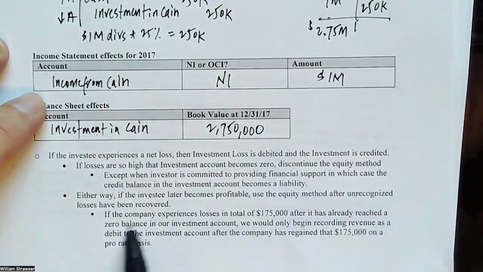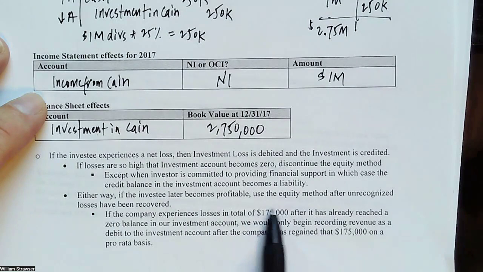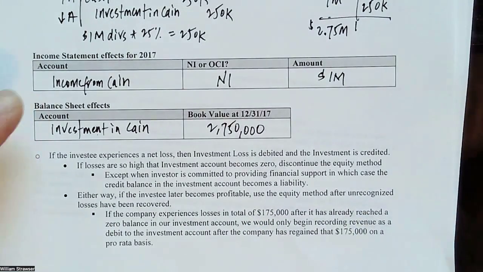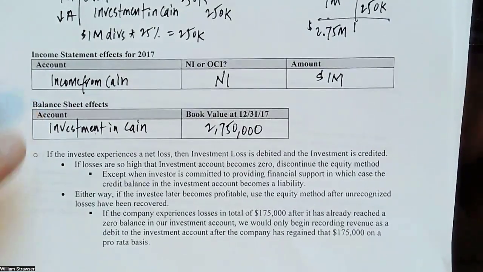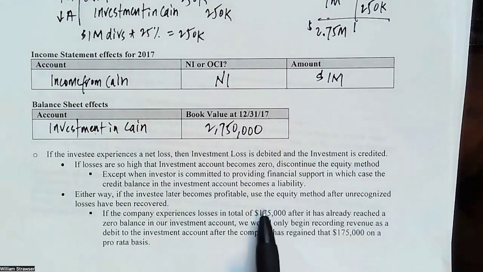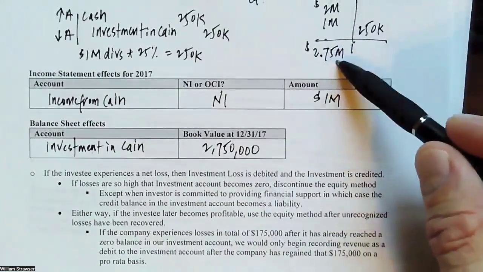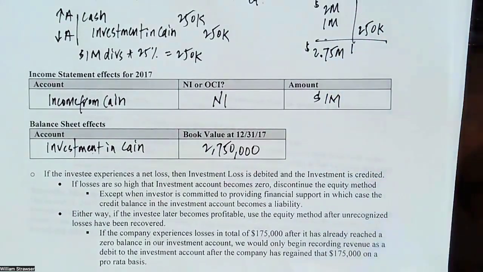But let's say, for example, if the company experiences losses in total of 175, after it has already reached a zero balance, then we can only begin recording revenue as a debit to the investment account after it had earned back those losses that occurred after this account balance became zero, to reflect that limited liability of owners in this corporation.